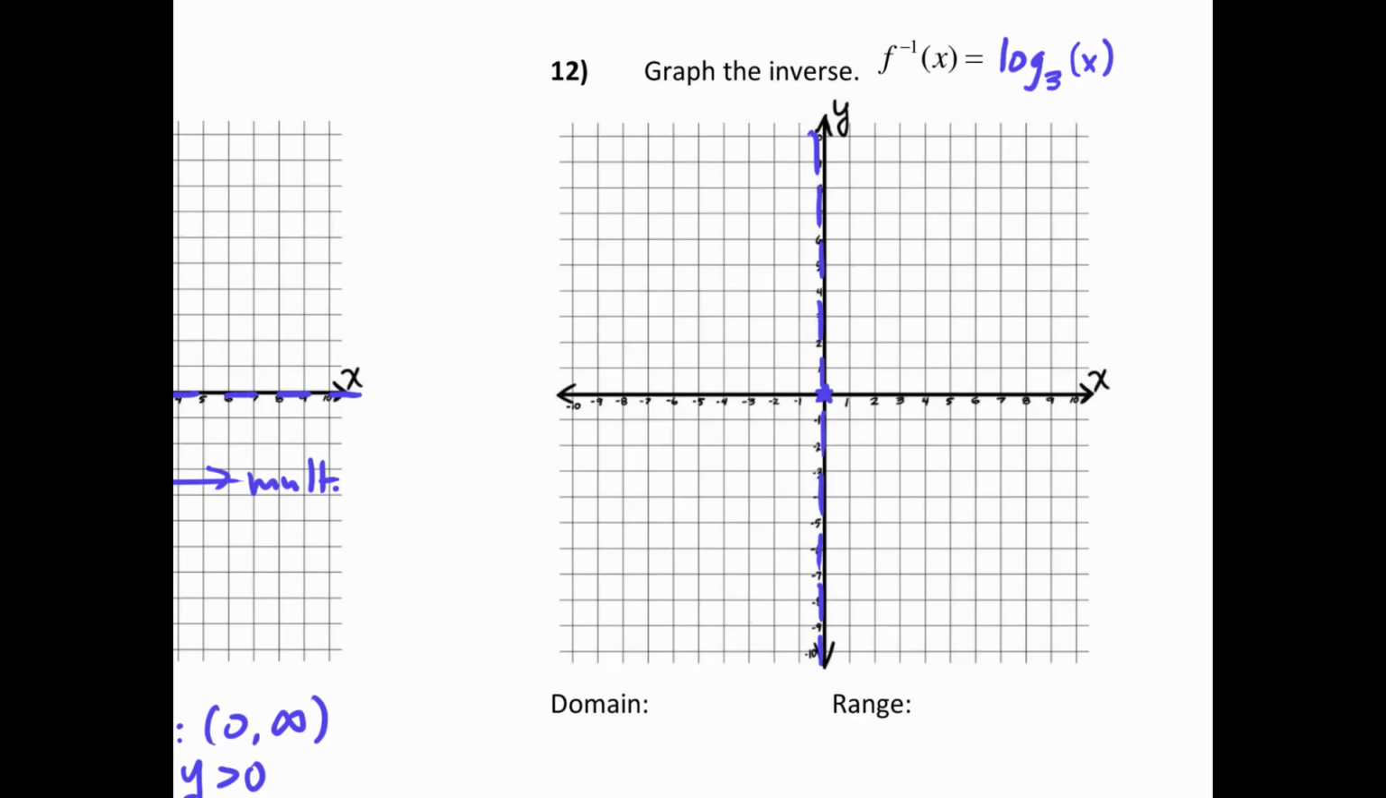Now, I like to remember this because log has the letter L at the very beginning. And which direction does the letter L go? It goes up and down. So it's a nifty little way to remember that logarithms will have a vertical asymptote. That's always the first thing you start with.